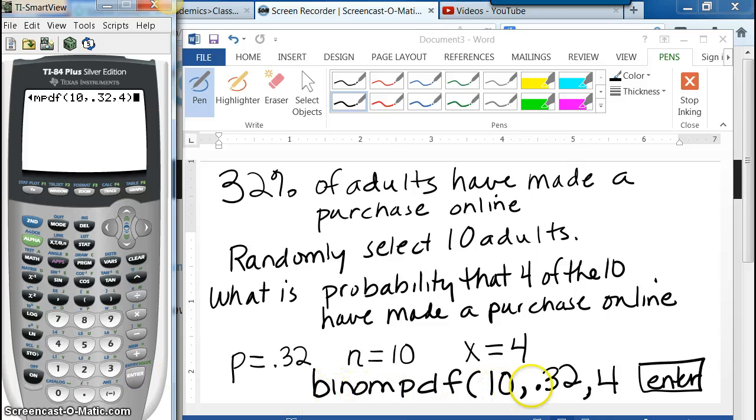And then all of us, your screen will look the same as the people who typed theirs, and then you'll have to enter one more time. So all of us will get the same answer. We'll get 0.2177. So about 22% chance that when you randomly pick 10 adults, 4 of them will have made a purchase online.